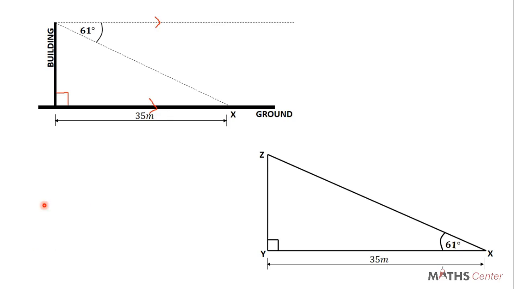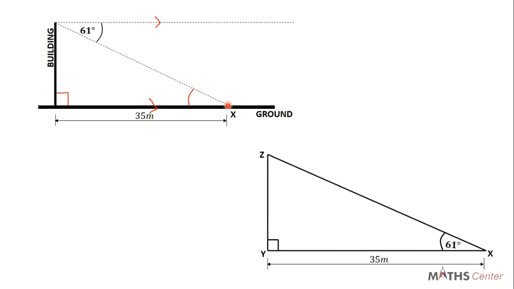That means that this line here will be a transversal crossing the two parallel lines. If you have parallel lines and a transversal, then the angle created here, which is 61 degrees, will be alternate with the angle created here. We explained this in detail in the video on angle properties of parallel lines under plane geometry. You will see that 61 degrees and this angle here are alternate angles. Alternate angles are equal. So if here is 61 degrees, then this side is also 61 degrees.